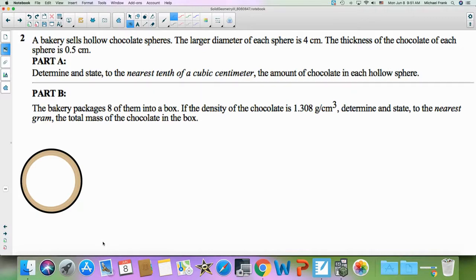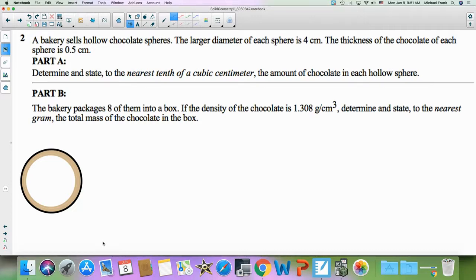Okay, there's 2 parts to this question. Part A, determine and state to the nearest tenth of a cubic centimeter the amount of chocolate in each sphere. And then B, the bakery packages 8 of them into a box. If the density of the chocolate is 1.308 grams per cubic centimeter, determine and state to the nearest gram the total mass of the chocolate box. Okay, that has to do with one of those mass volume density problems that we learned last class.